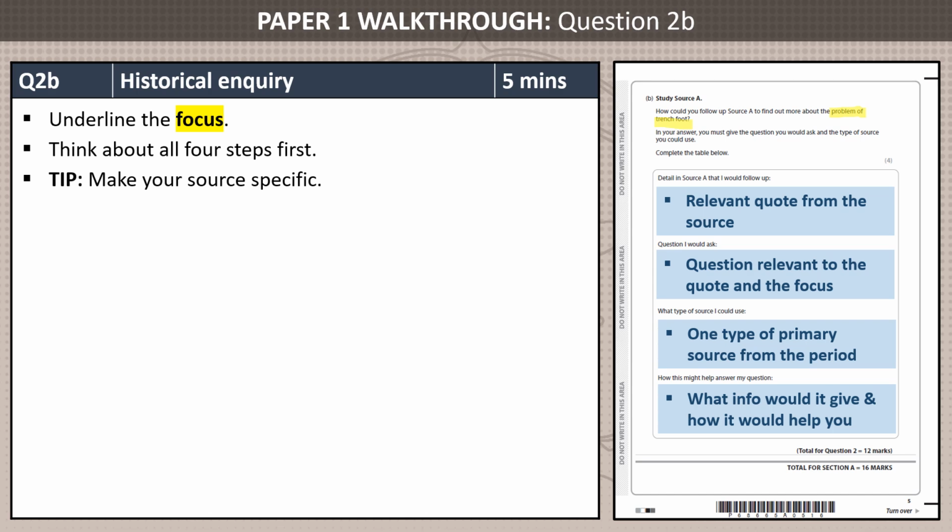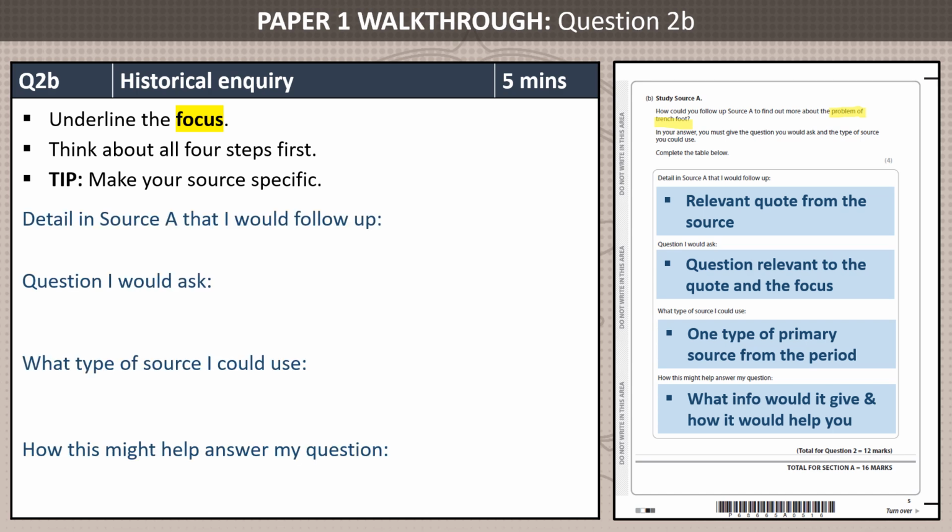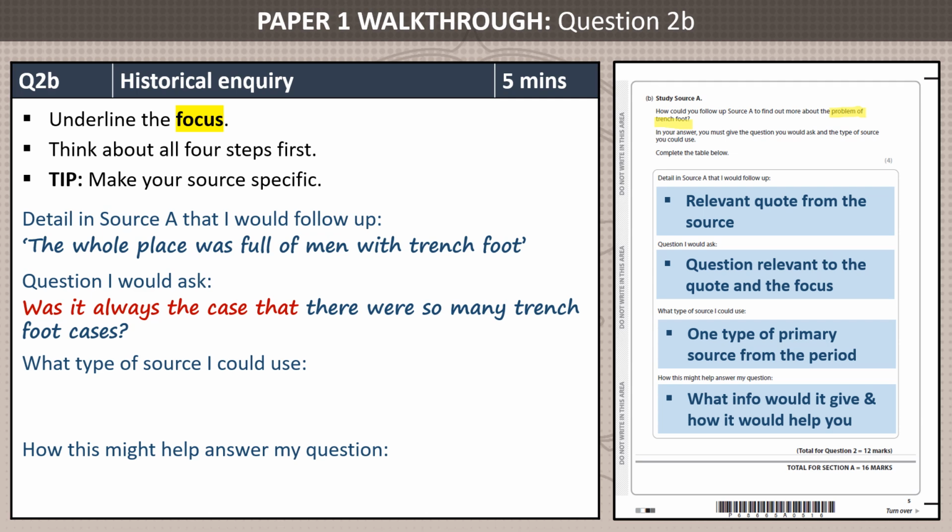So how would this look? Let's see a model answer. Firstly, I start with a relevant quote from the source, which is all about the number of trench foot casualties. My question is about whether this was typical. Were there always so many trench foot cases? Note how I'm starting my question here with the phrase, "Was it always the case that?" Now that's a really good phrase to use here if it fits with your source.